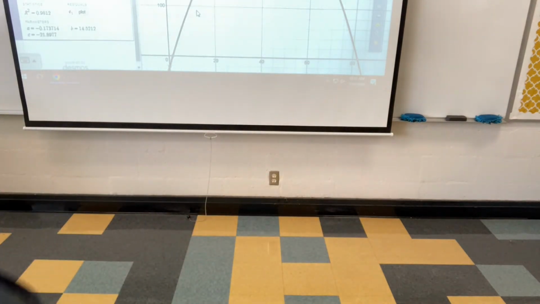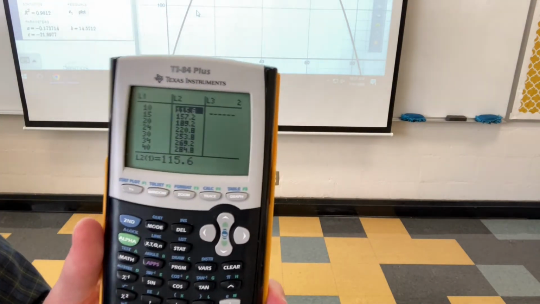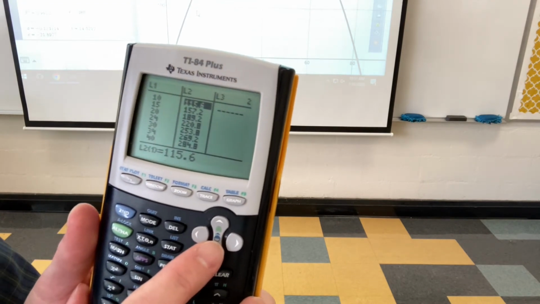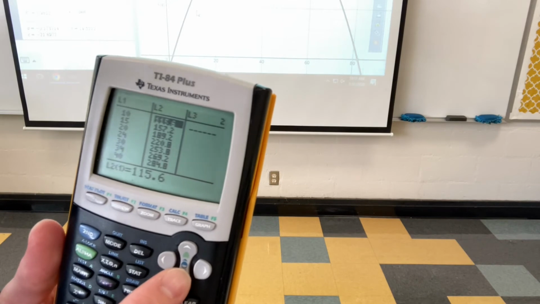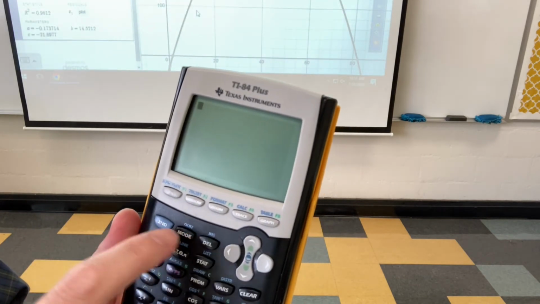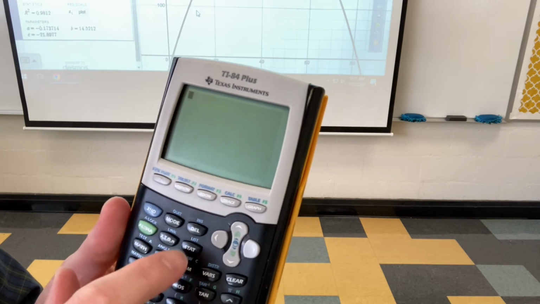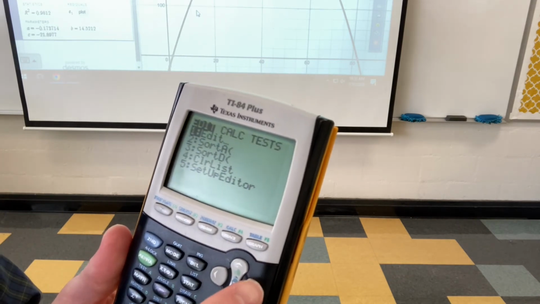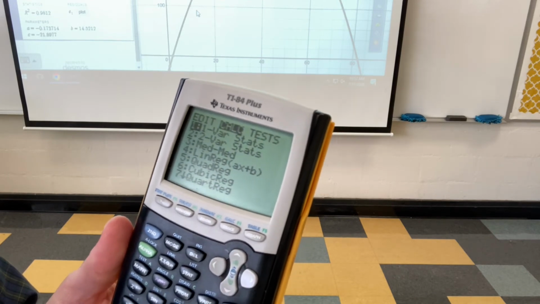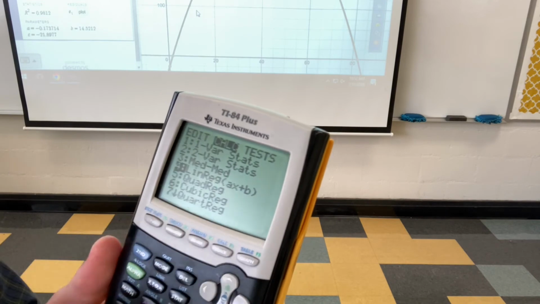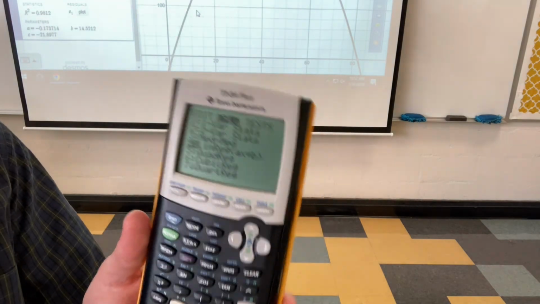So once you get all the data typed in, as I do here, and if you need to rewind and go back and see all the data, you can. Once you get that typed in, I just quit out, second mode to quit back to the home screen. And then I'm going to hit stat. And instead of doing edit this time, I'm going to go over to calc and down to see all the reg, that stands for regression.